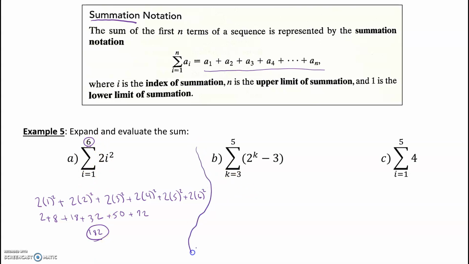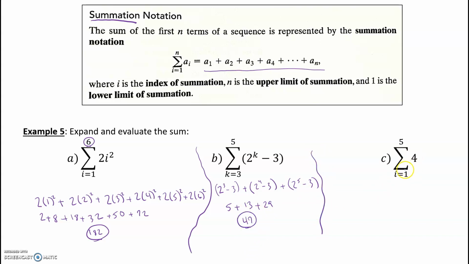Let me put a little squiggly here so we know where we're at. Here, same concept, except we're starting at 3 all the way up to 5. So 3, 4, 5. We're going to plug them in. 3, plus 4, plus, and we're going to plug in 5 as the last one. So you're just plugging in those k values. And then you evaluate. 2 cubed minus 3, so 8 minus 3 is 5. We got 16 minus 3 is 13. And 2 to the 5th minus 3 gets us 29. Add them all up, 47, and we're done.